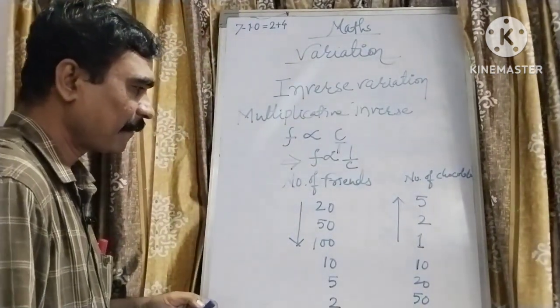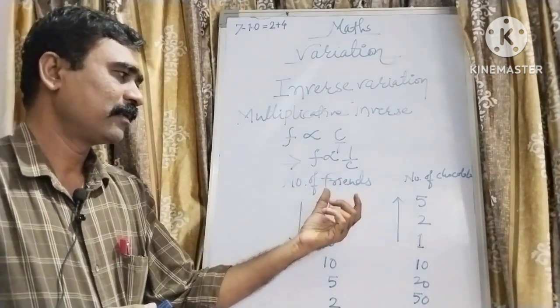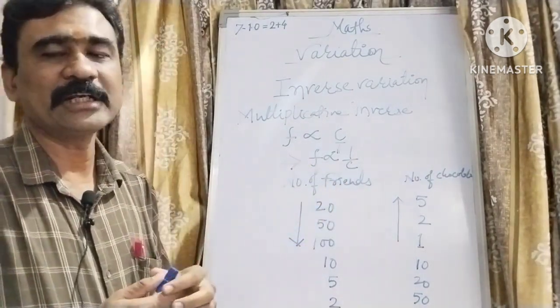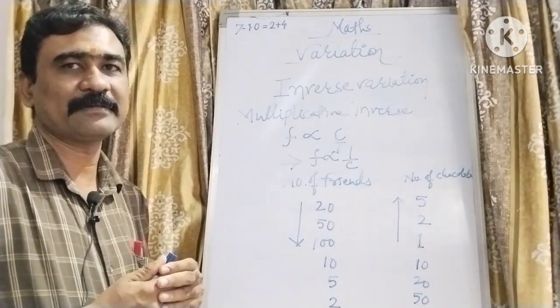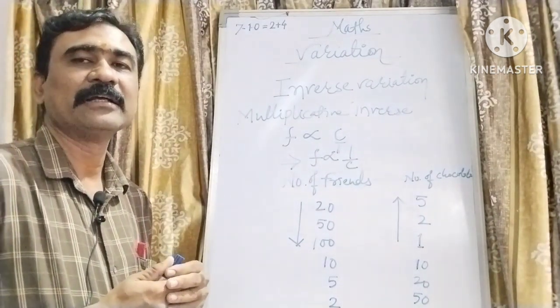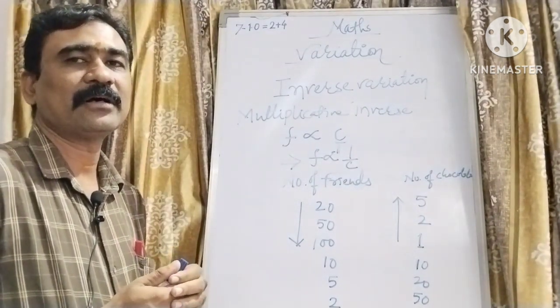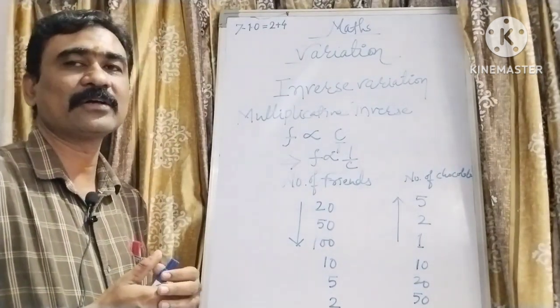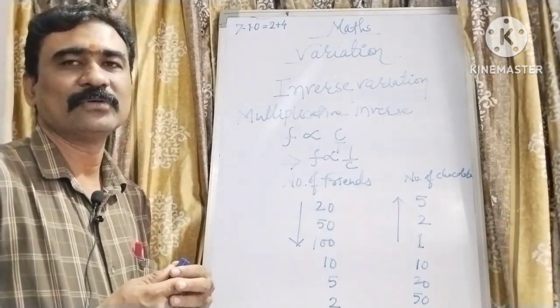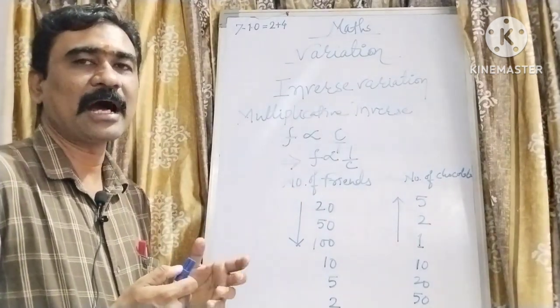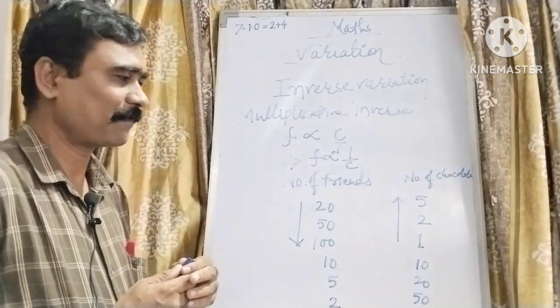Let us see here. What is the constant of this inverse variation? Like direct variation, we had seen in the last video of direct variation how to find the constant: simply divide the two quantities. Now, what is the constant here?